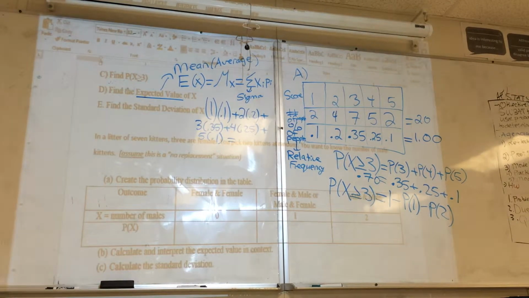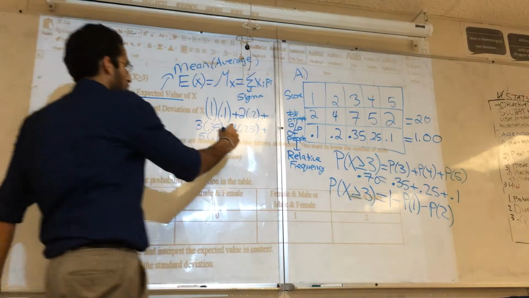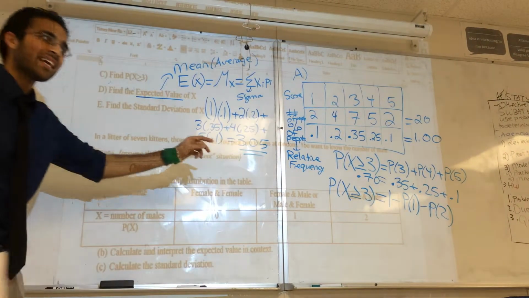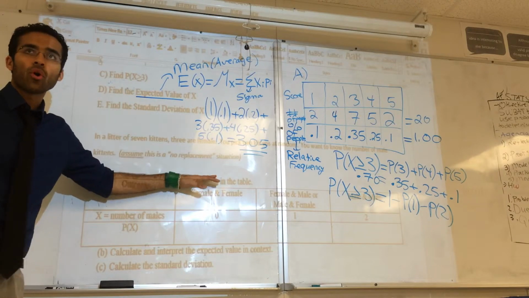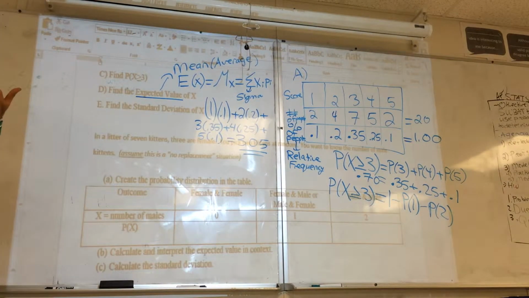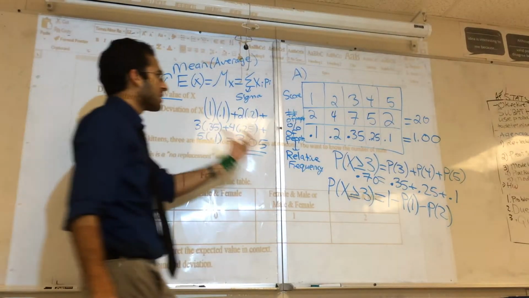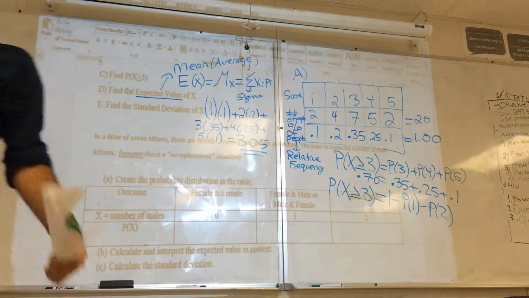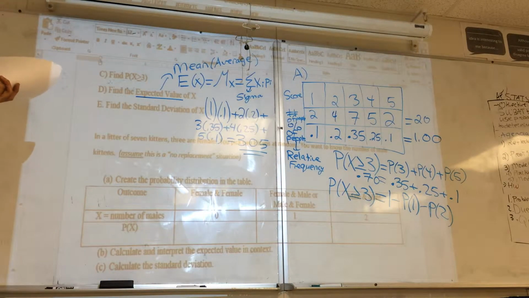And if I do this on my calculator, you will get, we don't need to all do it now, but we get a 3.05. So what this is saying is this is the score I should expect if I randomly pick somebody from here. So I randomly pick somebody out of the 20, the average score is a 3.05.